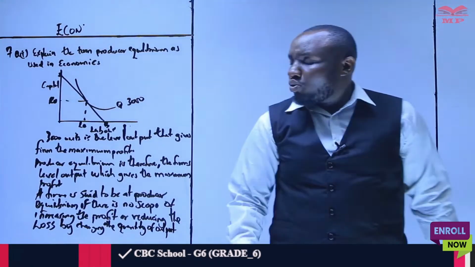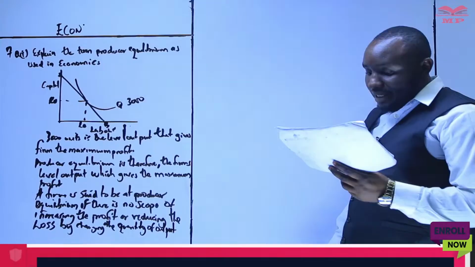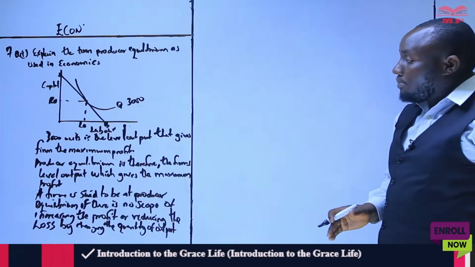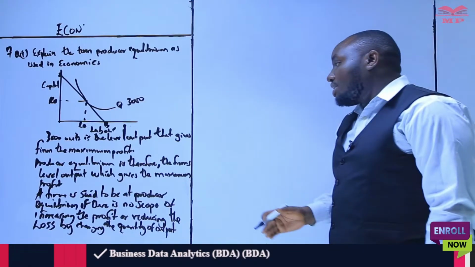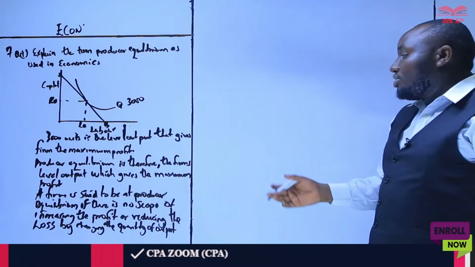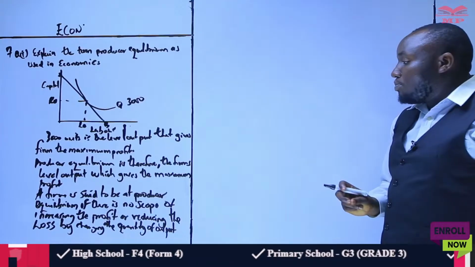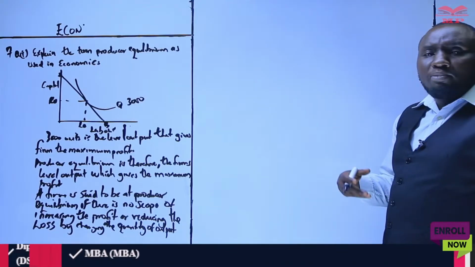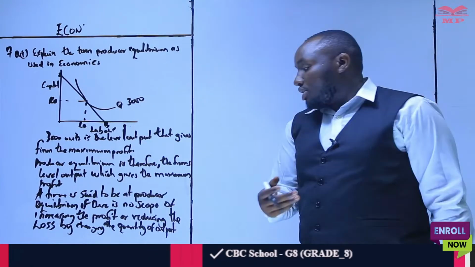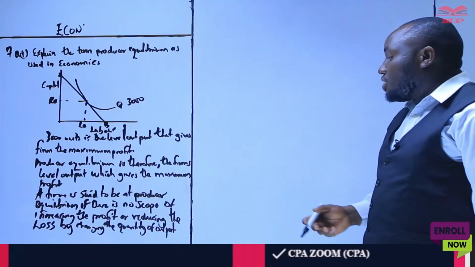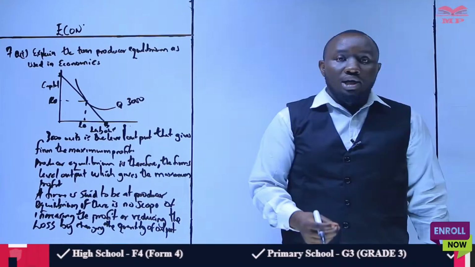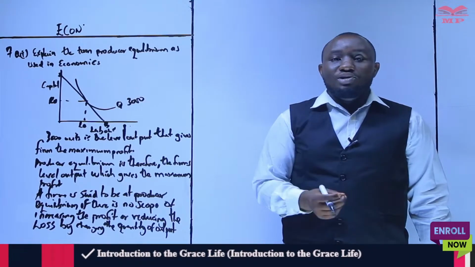If you look at that question, it is tackling 2 marks, but it is expounded fully. That is the diagram: at 3,000 we have producer equilibrium. So 3,000 units is the level of output that gives the maximum profit. You say producer equilibrium is the firm's level of output which gives the maximum profit, and that when a firm is at producer equilibrium, it has no scope of either increasing profit or reducing the loss by changing the quantity of output. That is how we go through that question.